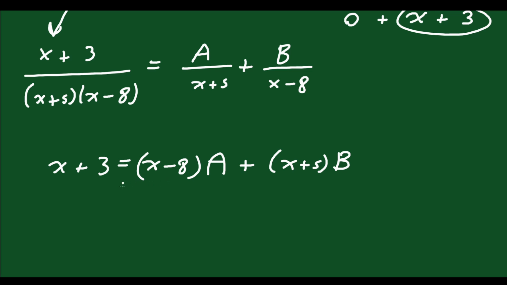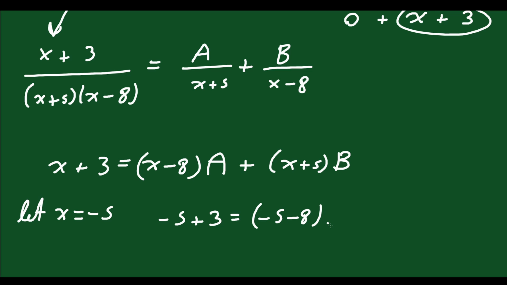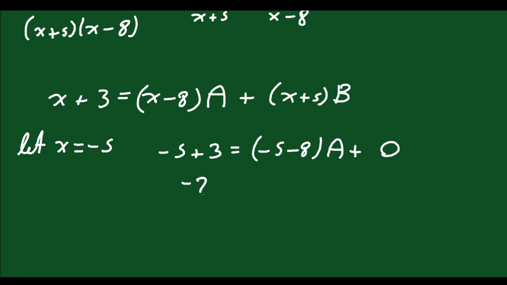Now we're going to sub in a value for x. Let's say we let x equal negative 5 to get rid of that b value. So you'll get negative 5 plus 3 equals negative 5 minus 8 times a plus negative 5 plus 5 is 0, so just 0, right? So negative 5 plus 3 is negative 2. Negative 5 minus 8, you're going to get negative 13 times a.